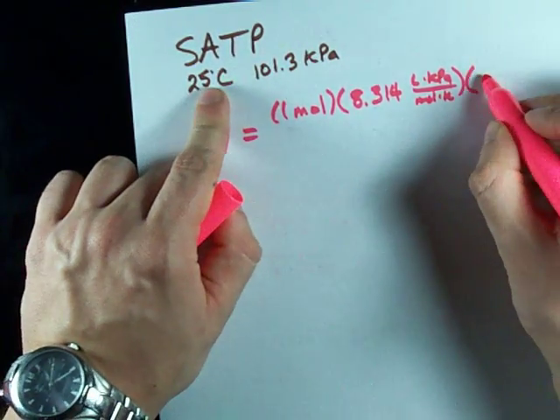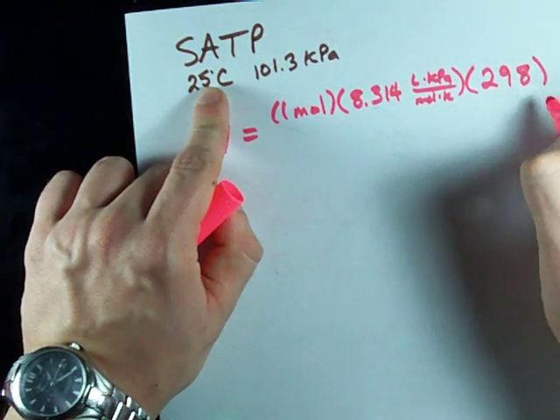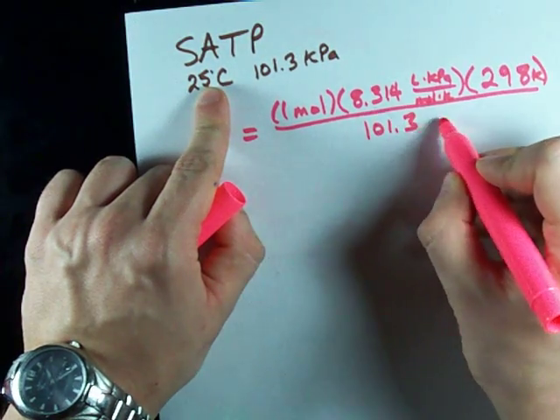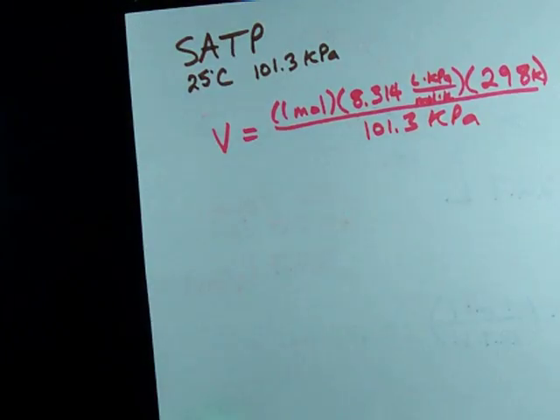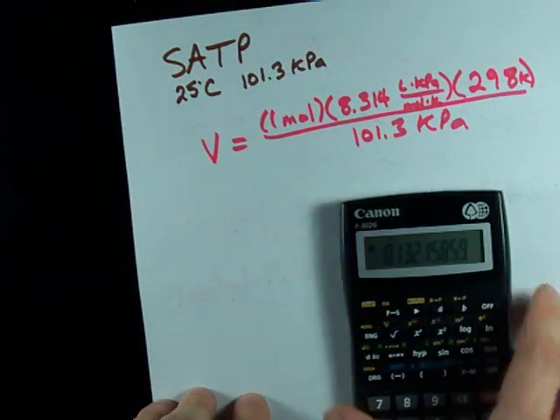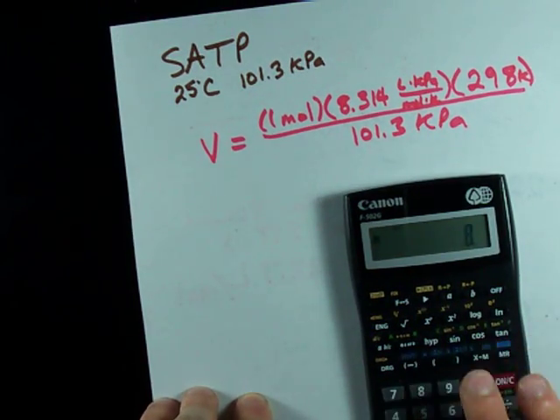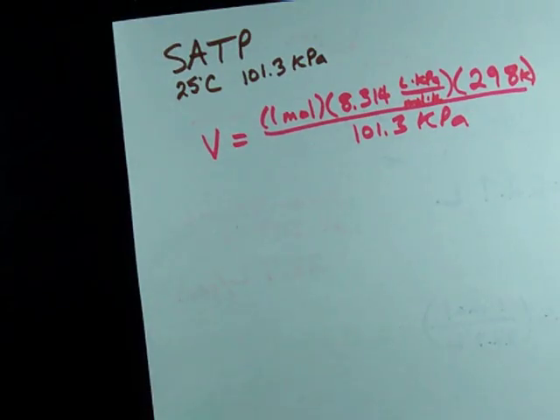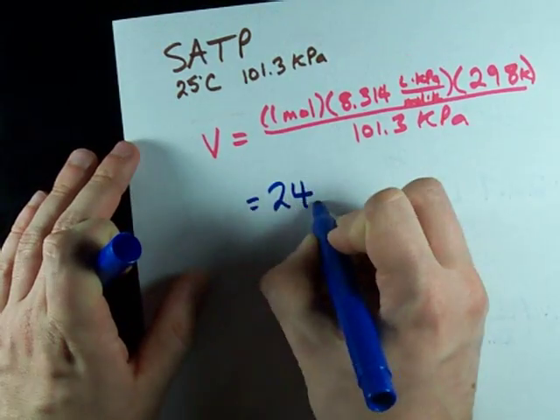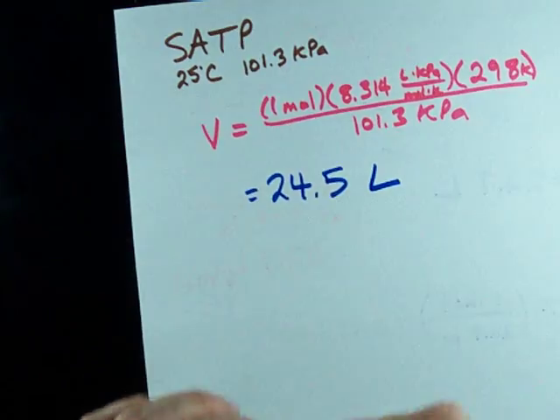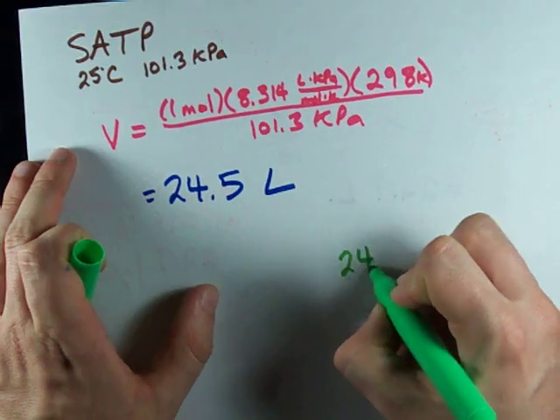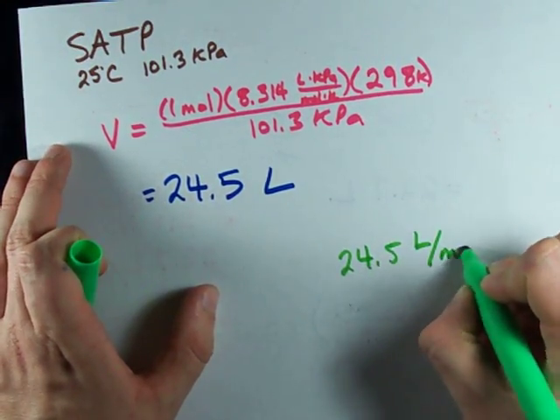My temperature is this plus 273, because again I got to convert it into Kelvin, and I divide by my pressure. This is the same formula as the other side of the sheet, so don't freak out that I'm not showing you a formula. 1 times 8.314 times 298 divided by 101.3, 24.5 liters. So the molar volume of a gas at SATP is 24.5 liters per mole.